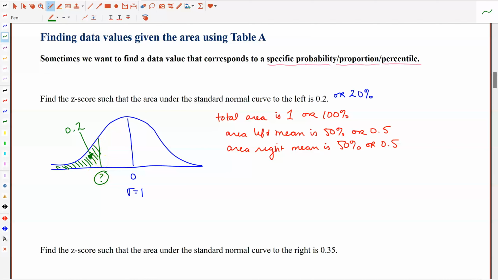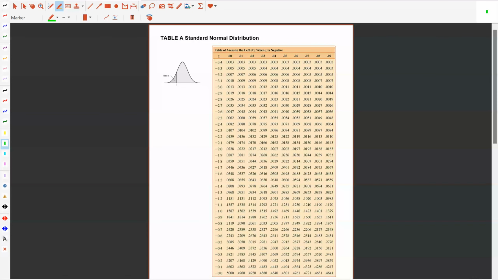All right, so to the table. Now remember, when you're looking at this table of values, the areas are given in the heart, or the center, of the table. And what you're going to find along the left edge and across the top are your z-scores. On the problem we're looking at right now, I'm giving you the area and I want you to find the corresponding z-score. So we're going to be looking in the heart of the table. It's going to be kind of a search. We're looking for the value that is closest to 0.2 that we can find.